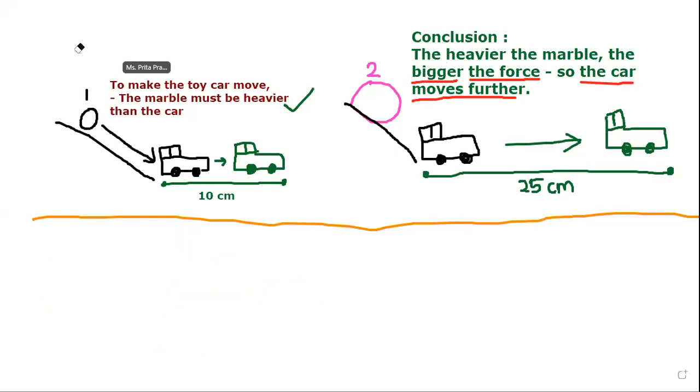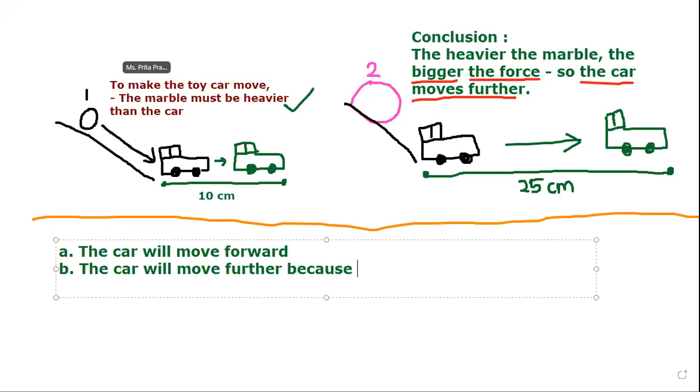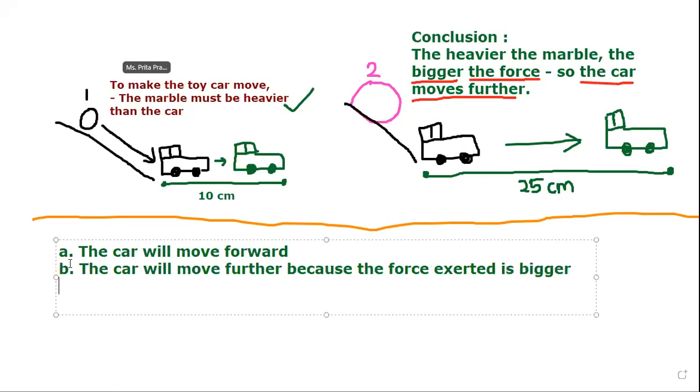What about C? What's a variable? Wait, what was the answer for A? What do you think happened to the toy car? The toy car will move forward. Now B: the toy car will move further because the force exerted is bigger.